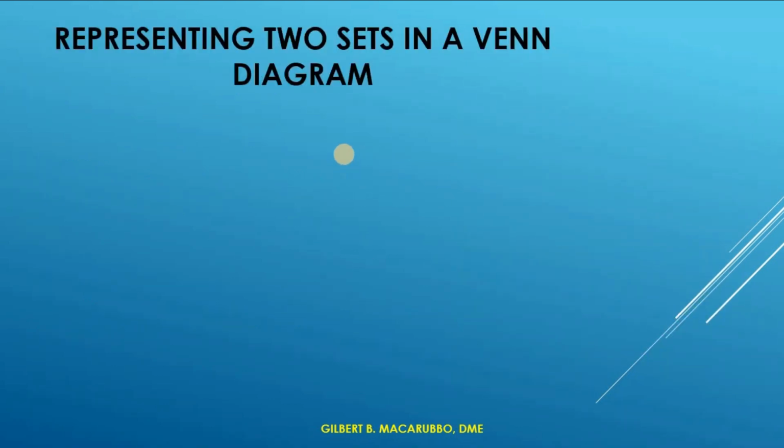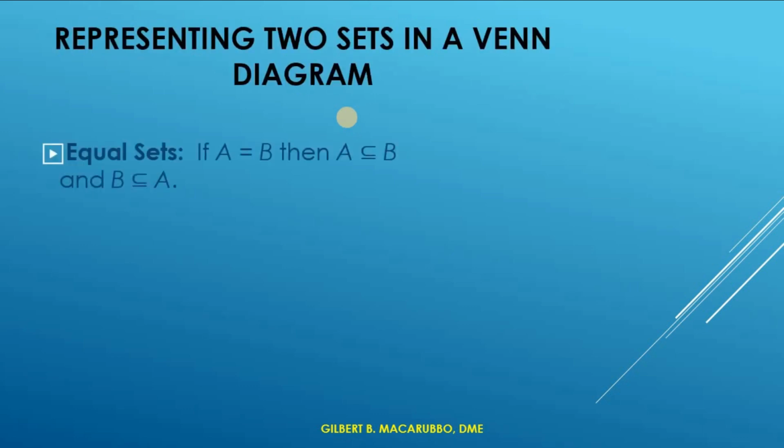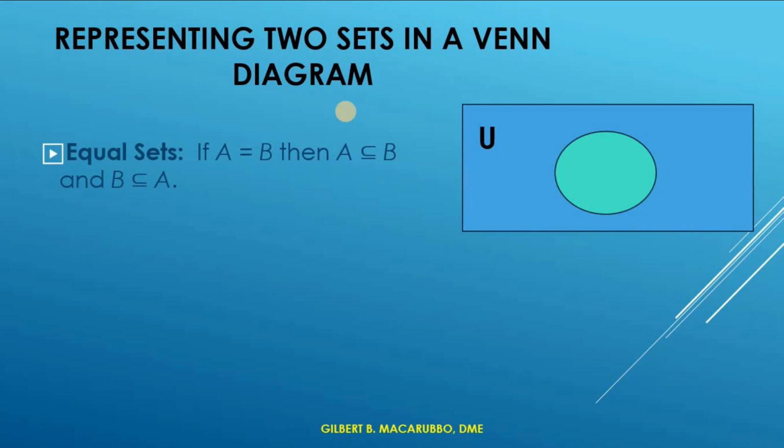We have here representing two sets in a Venn diagram. We have equal sets. If A is equal to B, then we have here the elements of A is equivalent to B. Like we have here on the diagram, this A is equivalent to B. So the elements of A is equivalent to B.